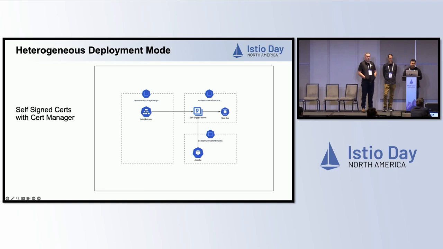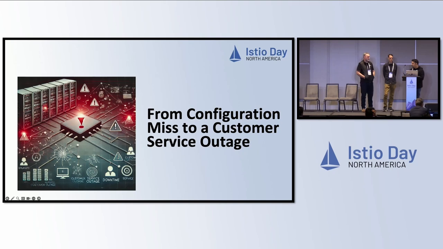We tried multiple things. In the end, we decided to open up the gateway namespace and create some automation users so that the service team can deploy the gateway and the certificate within the same namespace itself. That said, I'll pass it on to James to talk over the other stuff.